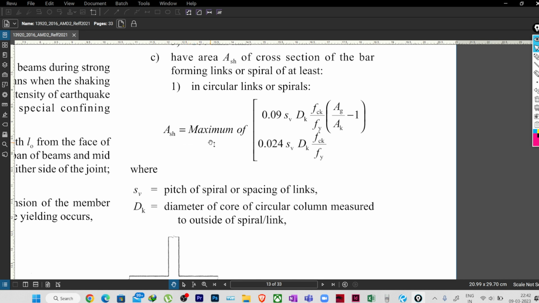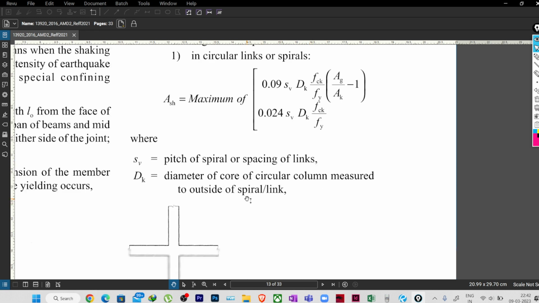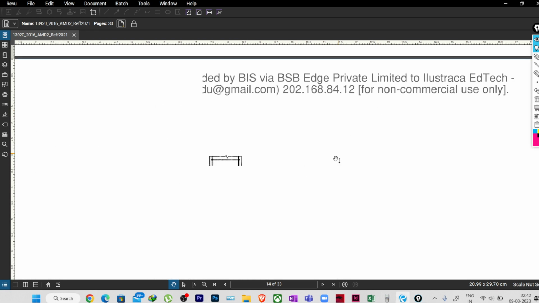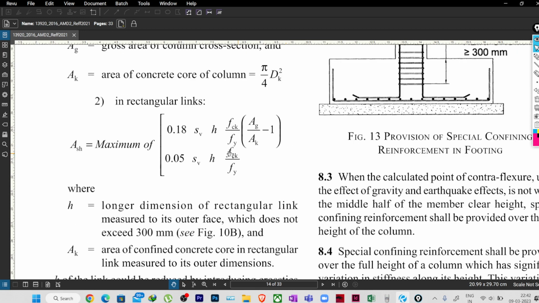ASH should be a maximum of 0.09 SV dk FCK by Fy, where dk means diameter of the core. So this is the formula. AG is the gross cross-sectional area of the column, and this is the cross-sectional area of the core of the column. 0.024 SV, where SV is the spacing, dk is the diameter of the core, FCK by Fy. So this is for circular or spiral links. Now you will understand easily if we discuss the rectangular one, because our problem is with the rectangular one.